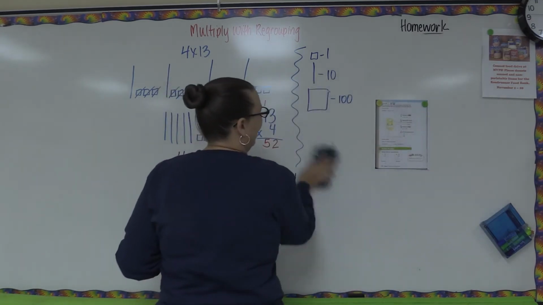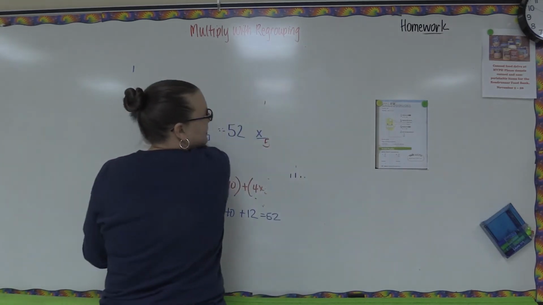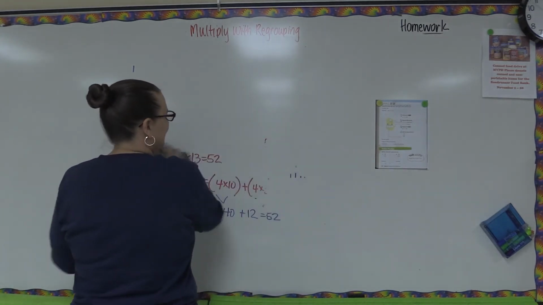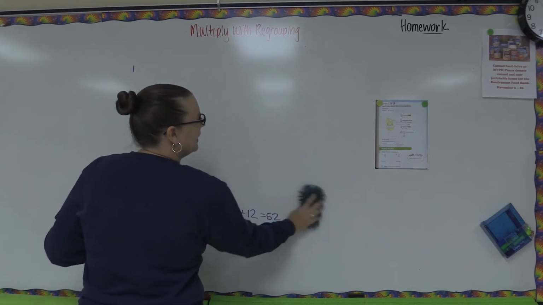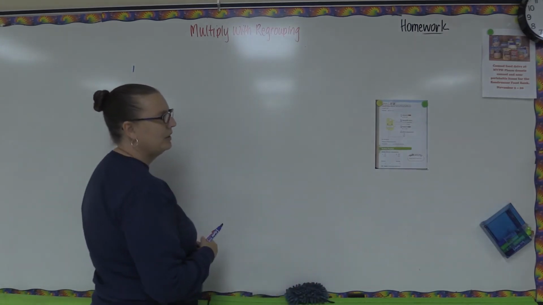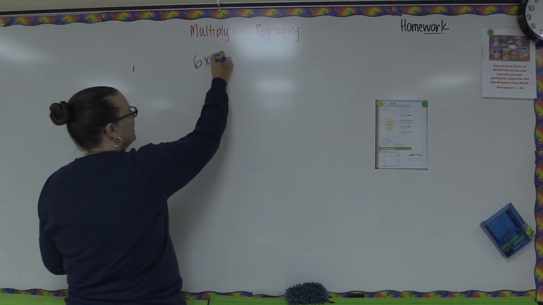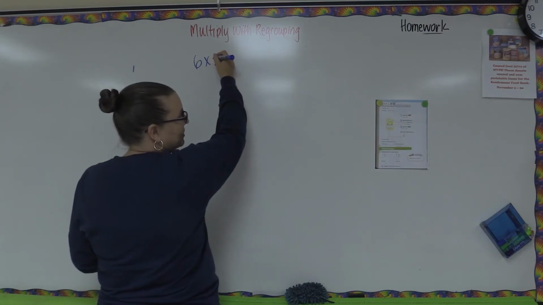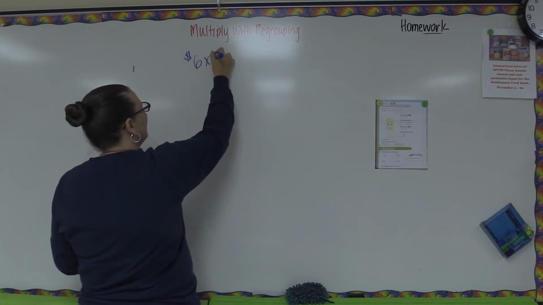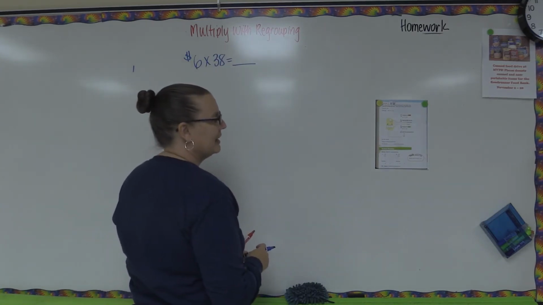Will makes $6 an hour shampooing dogs at the pet shop. Last month, he worked 38 hours. How much money will he earn? So we know he worked for $6 an hour, which is my 6 here, and he worked for 38 hours. So we're trying to figure out how much money he made during that time.